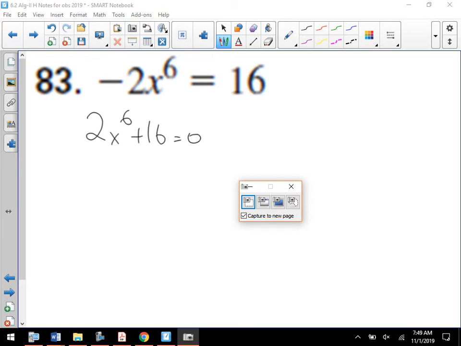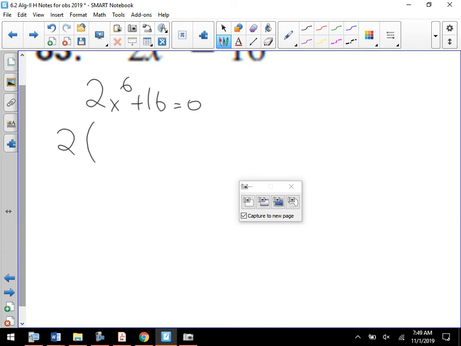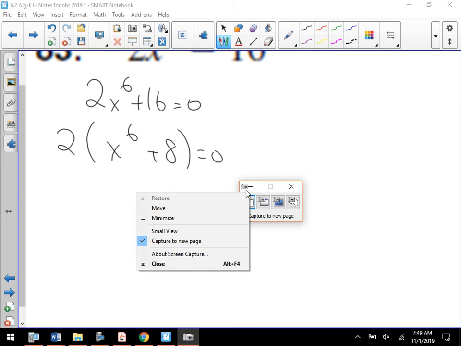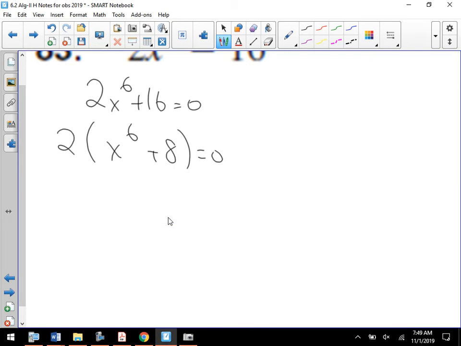I'm just flip-flopping the side that 0's on. That doesn't make a difference there. Okay? All right. So then you have GCF, which would have been 2. Then you have x to the 6th plus 8. Now, at this point, you probably started going, well, that's 2 values, but I got to figure out, is that a sum or a sum of cubes?